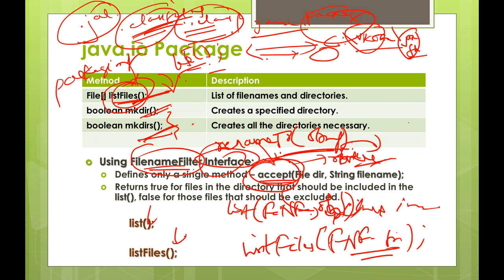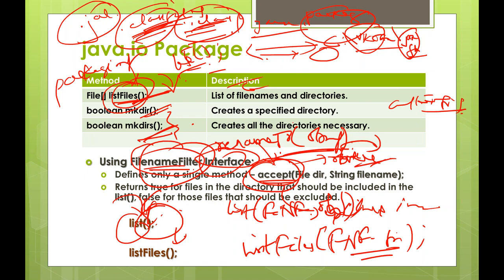This particular method will be executed once, and it will return all the files which you want after filtering. Okay, after filtering, it will return all the files that will be listed by this list method. You are passing that FilenameFilter, and it acts as a filter. Normally, as I mentioned, if you want only .class files or .java files or .txt files, you can do that.